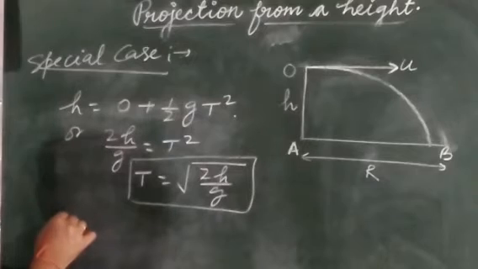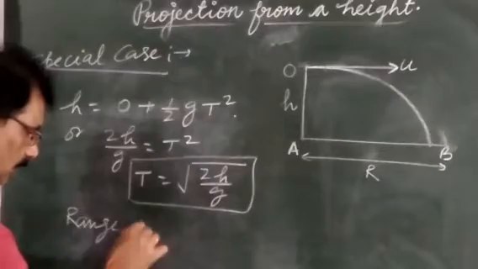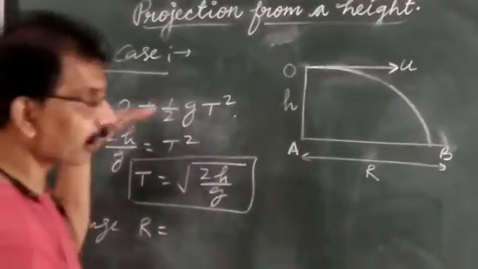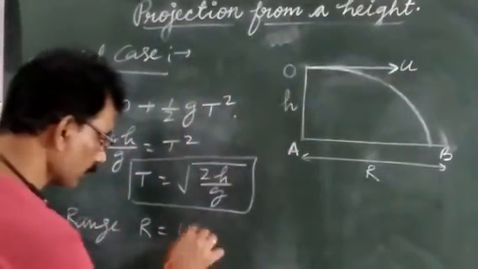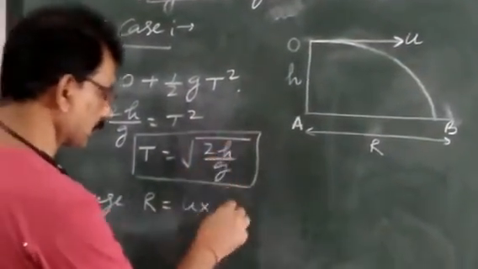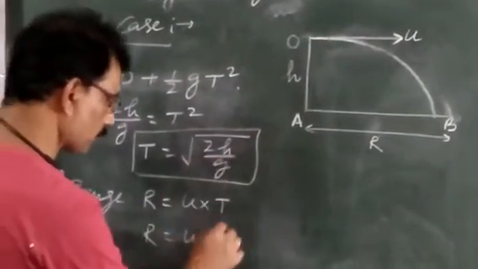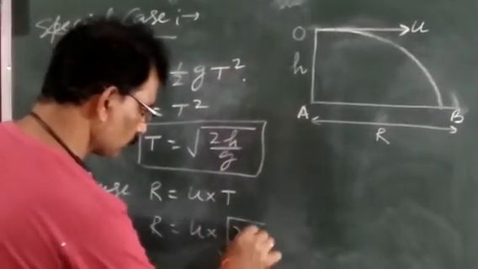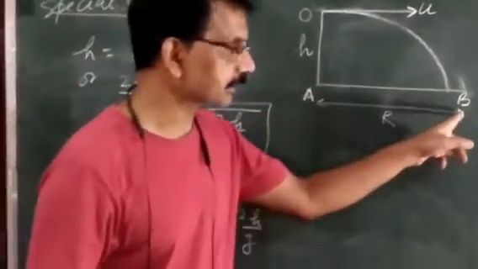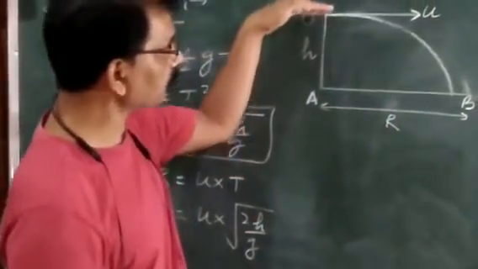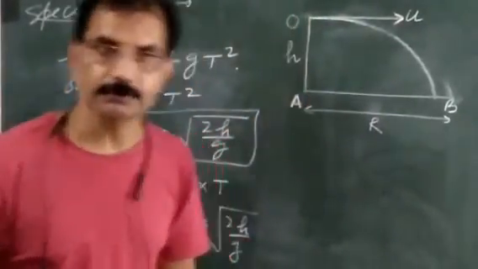And how can we find the range in this case? So range R is equal to the horizontal component of velocity, which is u, into the time of flight, which is t here. So simply you can see R is equal to u, and in place of t you can write root 2h upon g. In this way you can find out the horizontal distance covered by the body when it is projected horizontally from any height h above the ground.